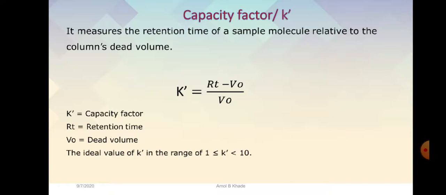Now next is the capacity factor, which is abbreviated as k'. It measures the retention time of a sample molecule relative to the column's dead volume. The column's dead volume is the volume of mobile phase taken to show the void time. You can see here k' is calculated as (RT minus V0) divided by V0, where RT is the retention time and V0 is the dead volume. You can calculate the capacity factor, and you should see that it is in the ideal range or the limits given for a particular system.